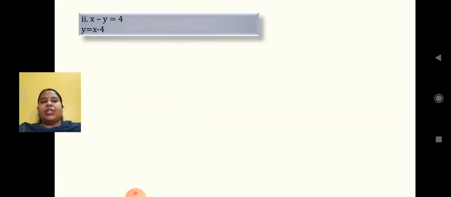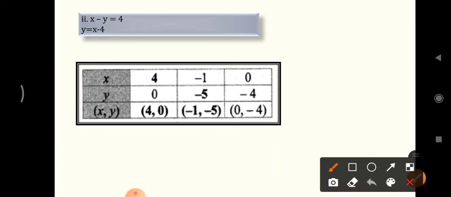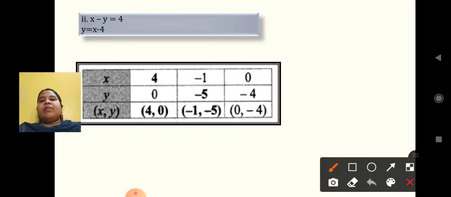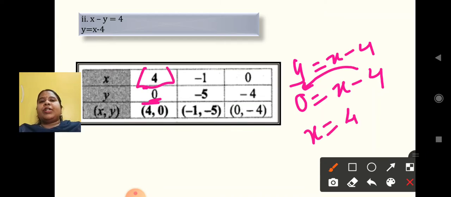But activity question, they have again provided us with some value. We are going to find out the corresponding value. Okay. So see here, y is given as 0. I need to find out x. So what it will be? Y is equal to x minus 4. This is my equation. Y is given as 0. So what will be the value of x? Shift this 4 this side. It will become plus. So x automatically will be 4. This is my first answer.